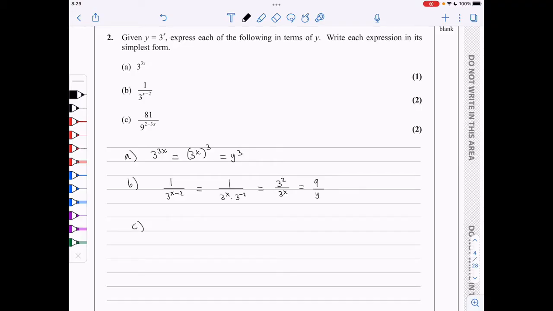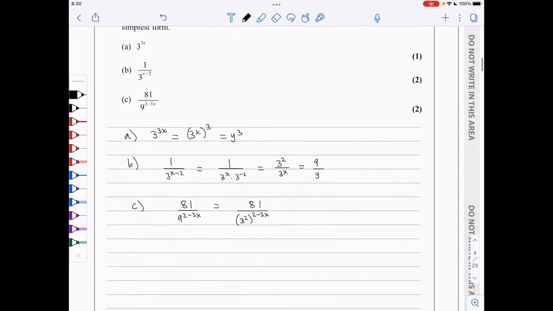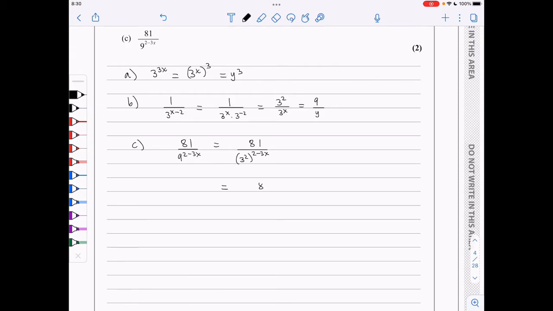And C, it's 81 over 9 to the 2 minus 3x, which can be written as 81 over 3 squared to the 2 minus 3x. I just wrote 9 as 3 to the power of 2. This is 81 over 3 to the power of 4 times 3 to the minus 6x. We multiply the powers together. 2 times 2 is 4, and 2 times minus 3x is minus 6x.